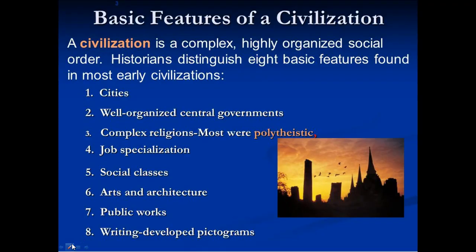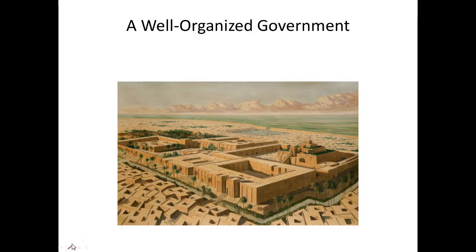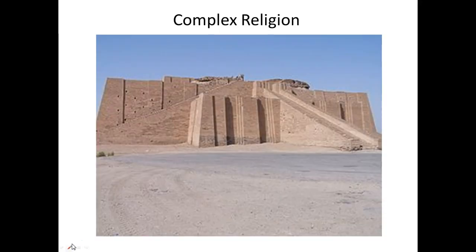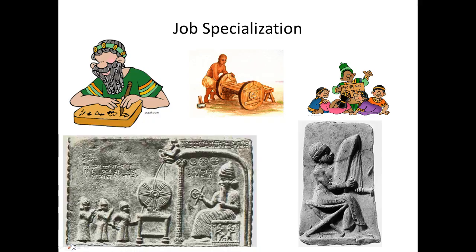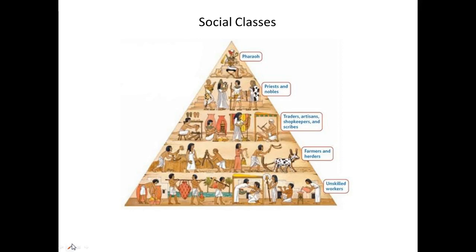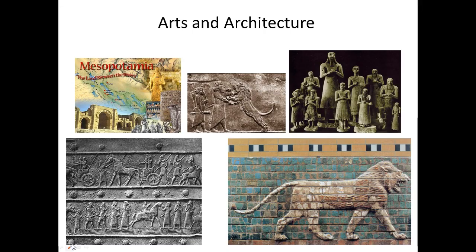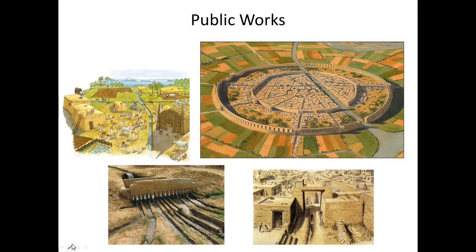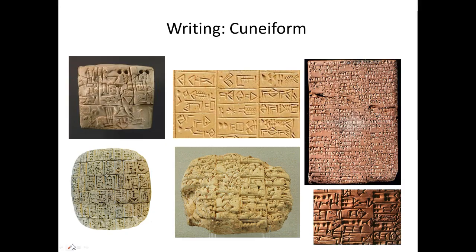There are 7 major features of civilization: a well-organized government, complex religions, job specialization, social classes, arts and architecture, public works, and writing.